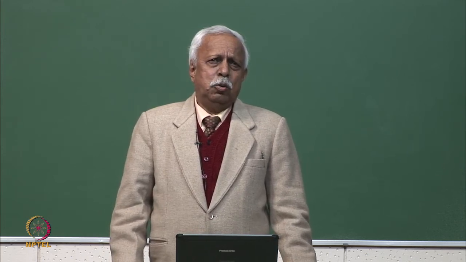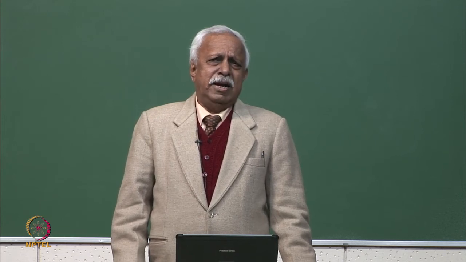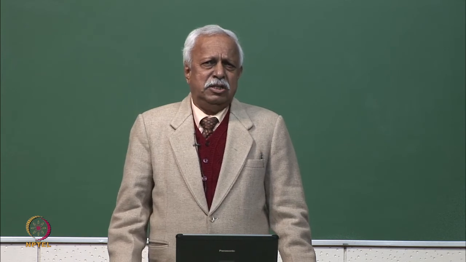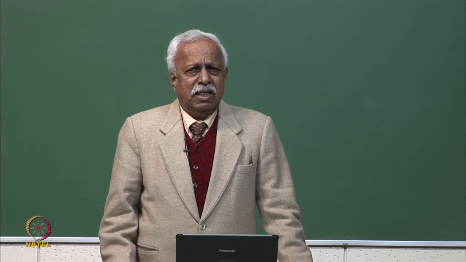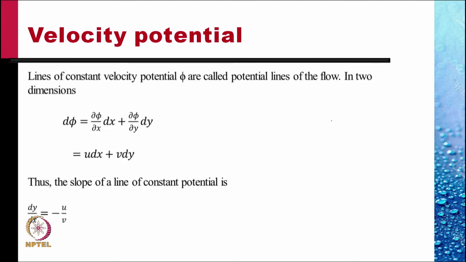subject to the boundary condition that the normal gradient at the boundary is 0. Physically, this means that there is no flow into the wall or out of the wall. The wall is impervious. The lines of constant velocity potentials are called potential lines of the flow.